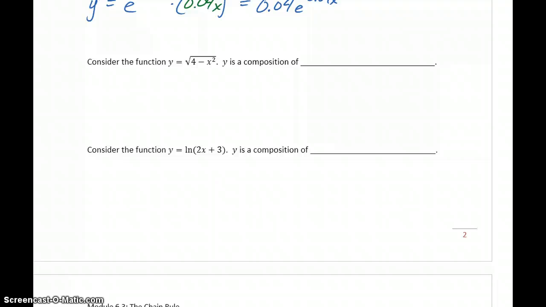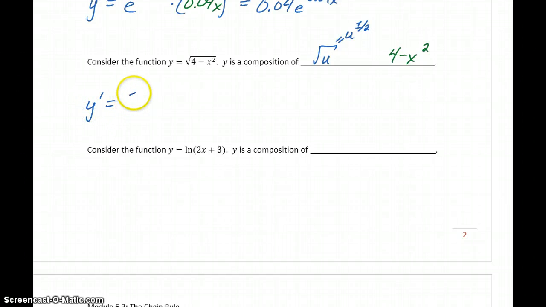In our next equation, we have the square root of u and 4 minus x squared. So the first thing we want to pick up on is the fact that the square root of u is the same thing as u to the 1/2. So our outer function is just a power function.